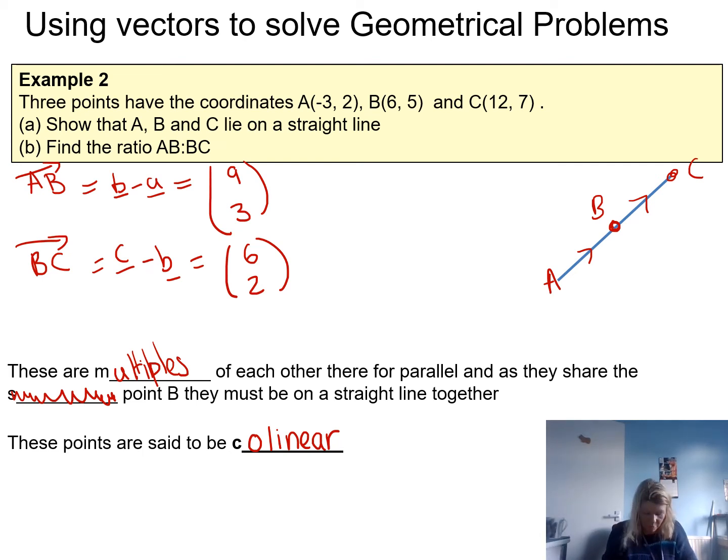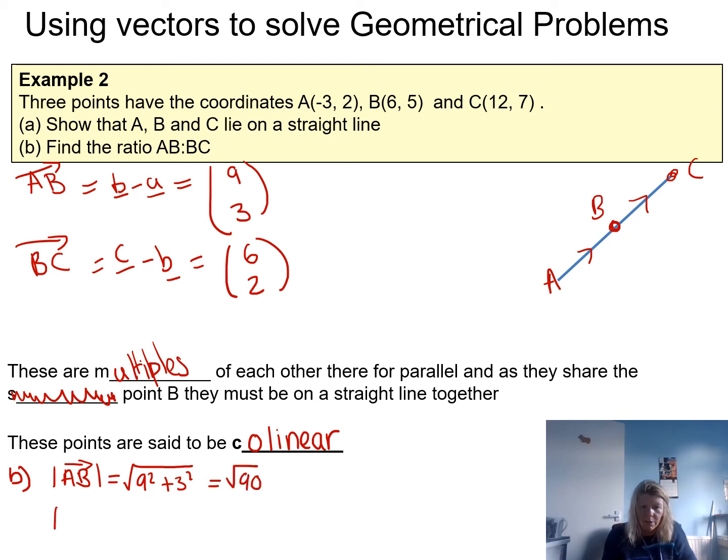Well, part B. Find the ratio of AB to BC. That's talking about the lengths, really. So the length of A to B, I've done with a bit of mods around there. A to B, well, Pythagoras, 9 squared plus 3 squared. What does that give us? 90, I think. Root 90.